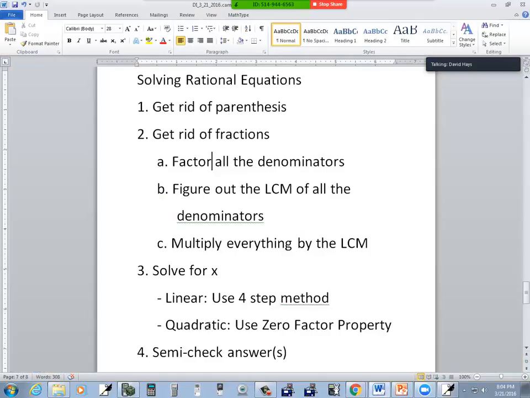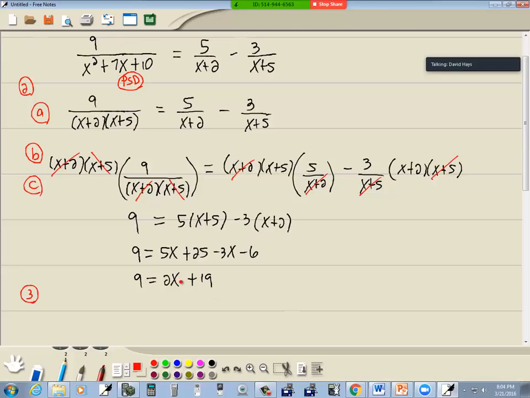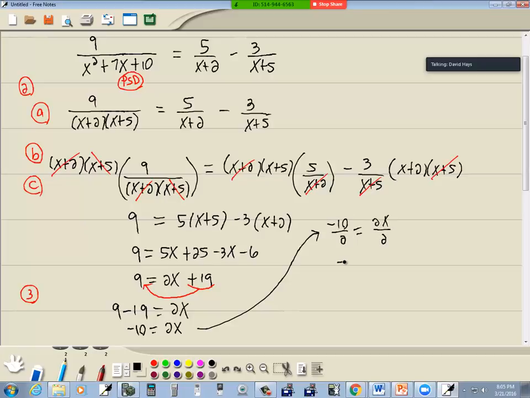Okay, step 3, solve for x. This is a linear equation, because we got x to the first power. So get rid of parentheses, first step, don't have any. Get rid of fractions, don't have any. Get everything with an x on one side, numbers on the other side. So I'll take 19 over. It becomes a negative 19. 9 minus 19 is negative 10 equals 2x. And the last step is to divide both sides by the number in front of your x. The number in front of our x is a 2, so divide both sides by 2. And we get x is equal to negative 5. Maybe.